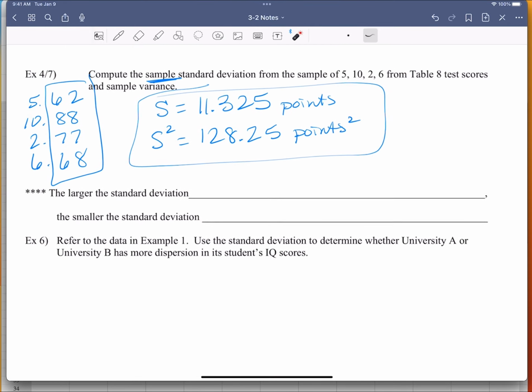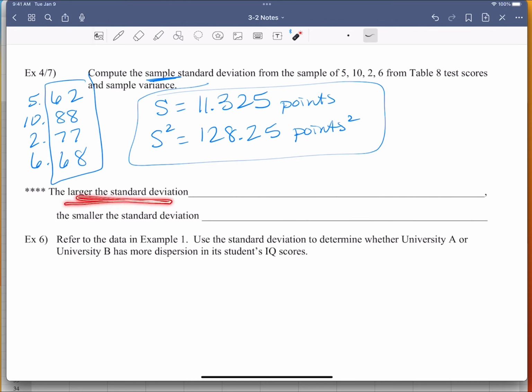So here's my question to you. The larger the standard deviation, the bigger the number is. What does that tell you? Yes, the data is more dispersed. The data is more spread out. The smaller the standard deviation, what does that tell you about your data? Yeah, you squeeze that in. It's much tighter. The data is closer together.